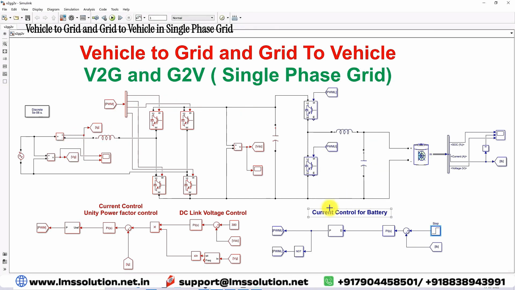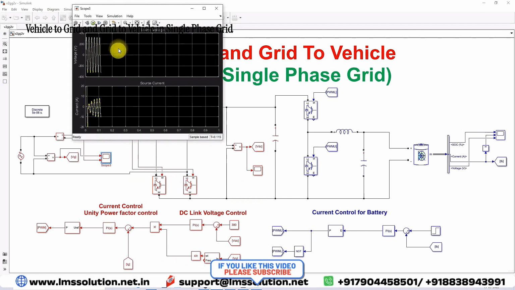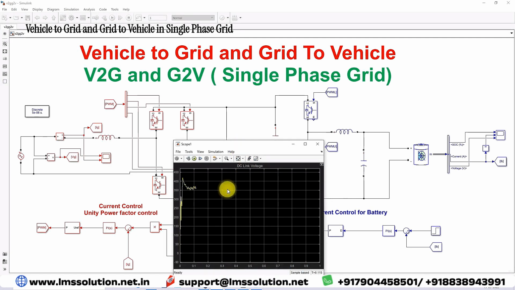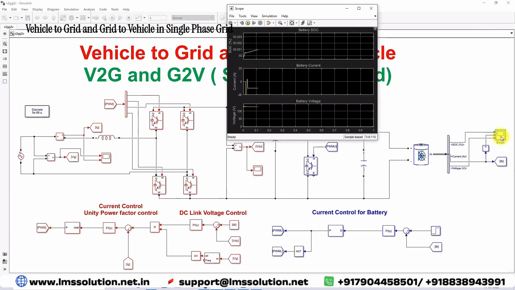So in order to check the detail, we have different scopes. This scope is used for measuring the source voltage and source current, this scope is used for measuring the DC link voltage, and this scope is used for measuring the battery SOC, battery current, and battery voltage. Now I am going to simulate the model and then we will check the results.